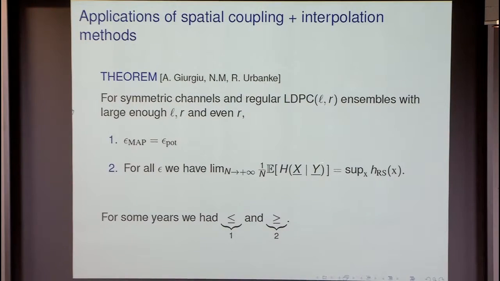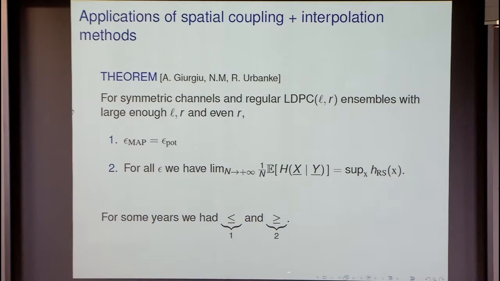Okay. So I come back to this theorem. Now I have introduced a few tools to start proving this theorem. So the theorem that we prove goes as follows. First, we prove somehow that epsilon map, the optimal information theoretic threshold, is equal to the potential threshold that's calculated from this potential function. And once we have proved one, then there is a very easy argument to deduce this equality now.